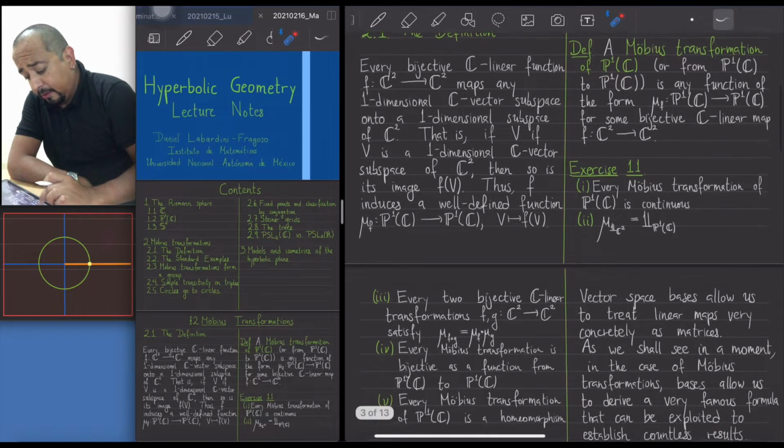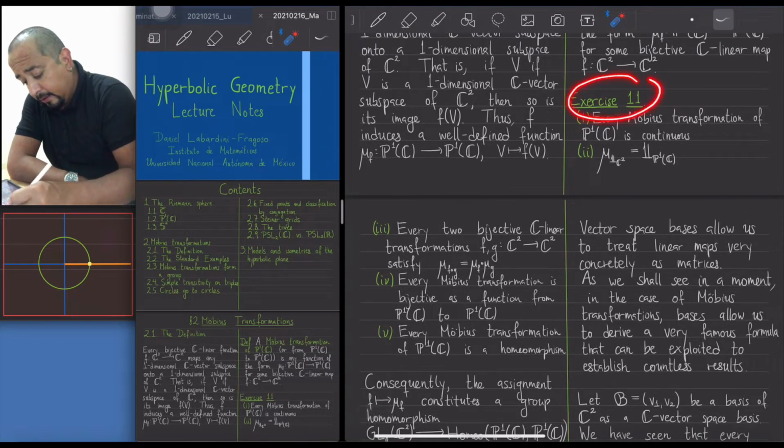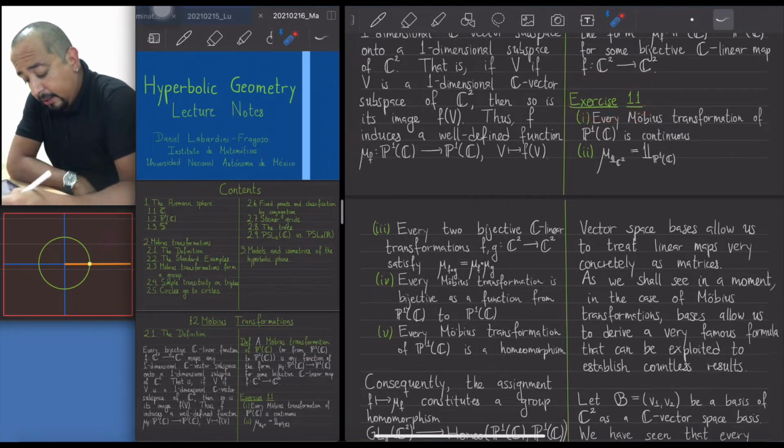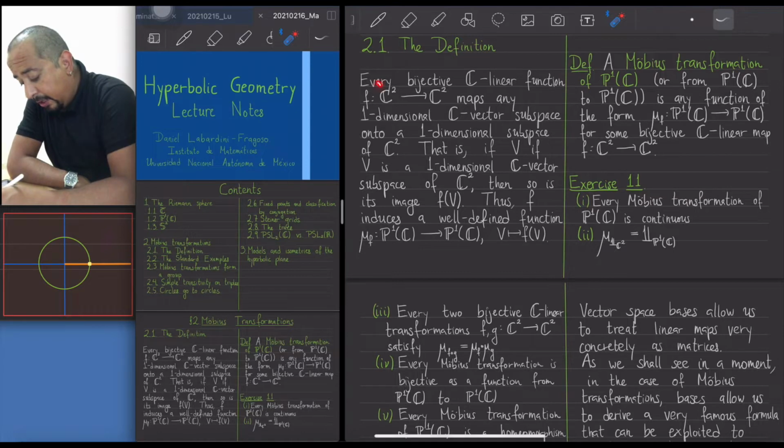Some basic properties, which are, I would say, practically obvious, are in this exercise 11, namely that every Möbius transformation is continuous. This is very easy to show. It's a very easy exercise on general topology, and the point is that it is induced by a continuous function from C squared to itself, which is constant on the fibers of the projection from C squared to P1C. So the continuity is fairly easy to show.